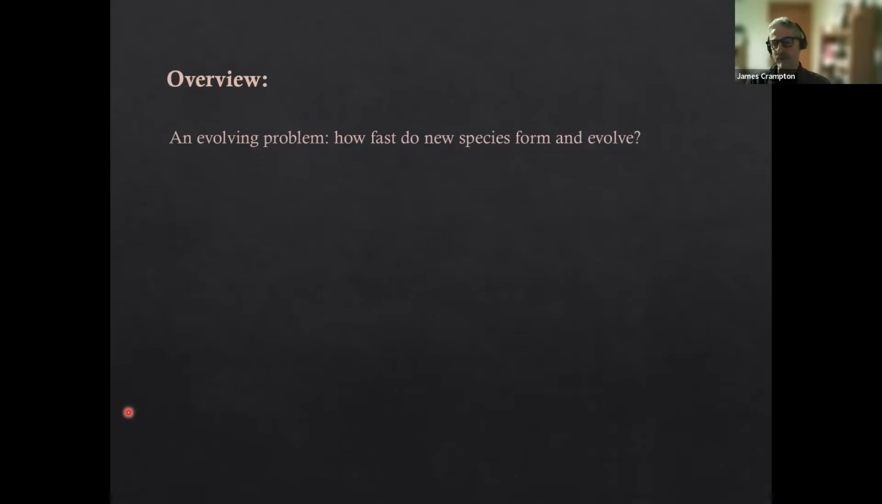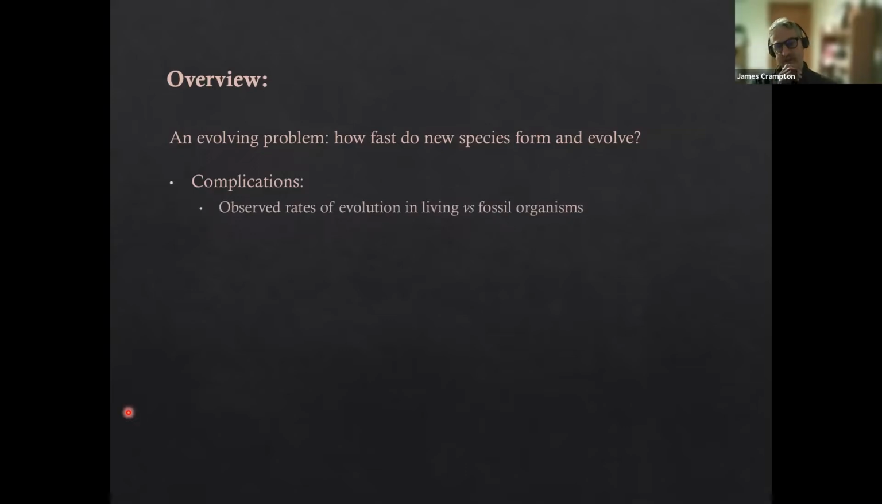A big problem in paleontology and biology. And basically, one of the key questions in paleontology, over many decades, is how fast do new species form and evolve? And it's a really fundamental question, and there's been a lot of work done on it.